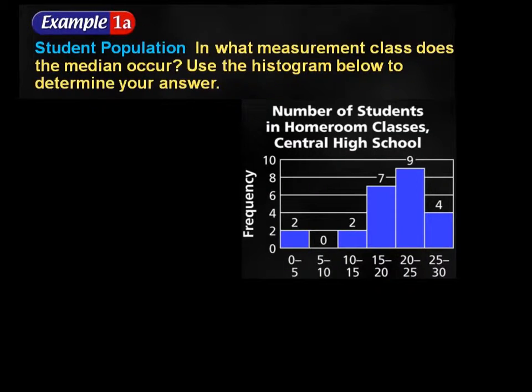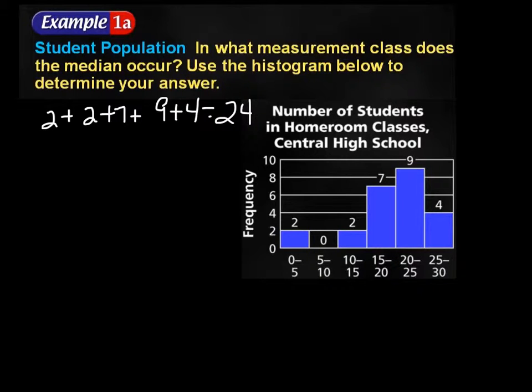In what measurement class does a median occur? Okay, remember median is the middle of our list. So we're going to have to figure out how many are in our list before we can find the middle of our list. If we just add up our frequencies, and they were nice to us and labeled them, we didn't even have to read them off of the bar graph. We get a sum of 24 numbers.